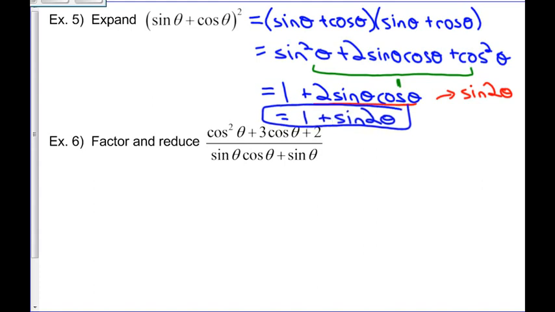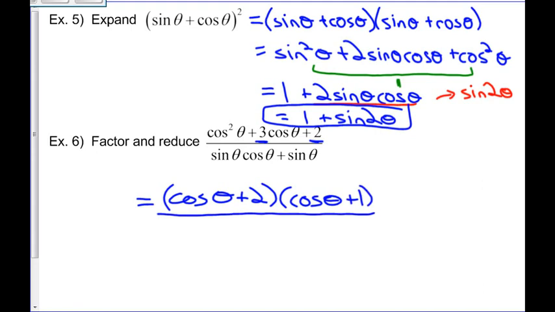Let's try working with some fractions. One thing you can do to reduce fractions is to factor them, and in fact, it's your best plan. So up top, we've got a short trinomial on this one. I'm looking for numbers that add to 3 and multiply to 2. So I could factor this as cos theta plus 2, cos theta plus 1. Down below, there's a common factor of sine theta. It's only once they're factored that we can start to divide elements out.